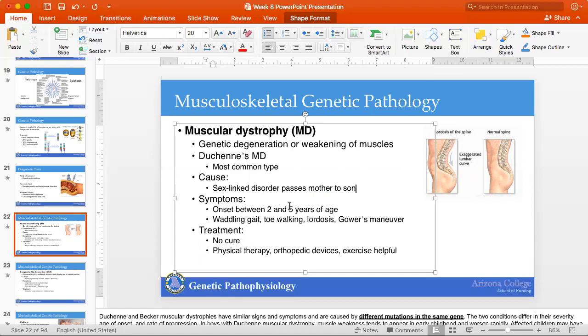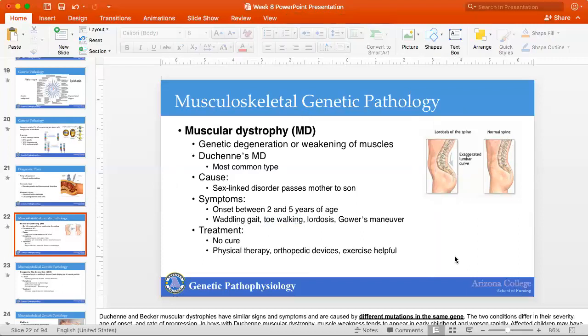Symptoms onset between 2 and 5 years of age. Other things you'll see are a waddling gait, a back and forth motion, almost like the way a penguin walks. Toe walking, which is common with a lot of neurological problems. Lordosis, an excessive or exaggerated curvature of the lumbar spine. And then Gower's maneuver, a technique which was found through observation and evaluation of patients.